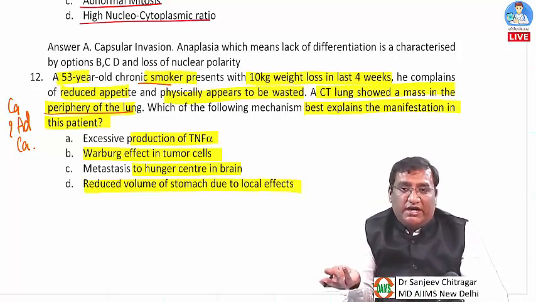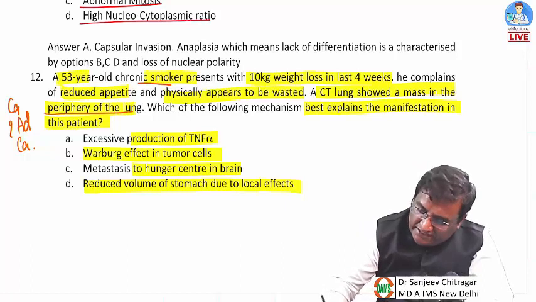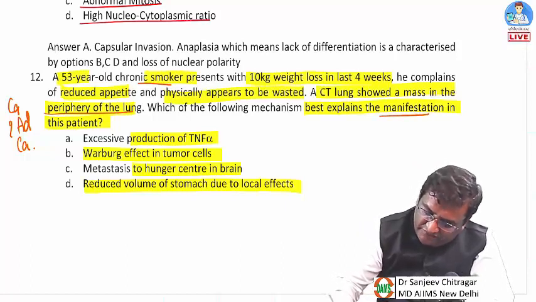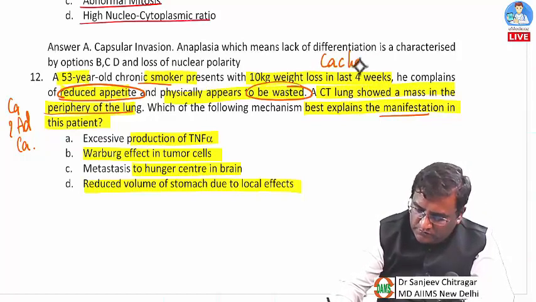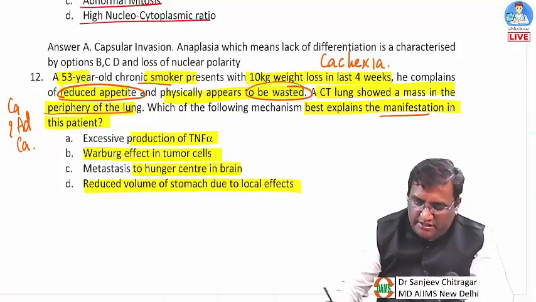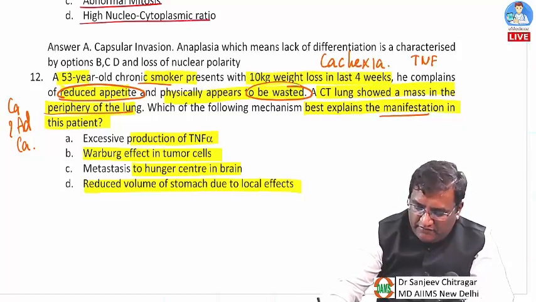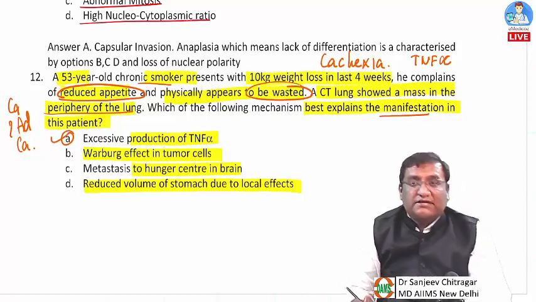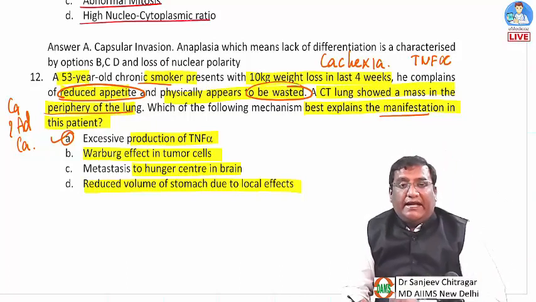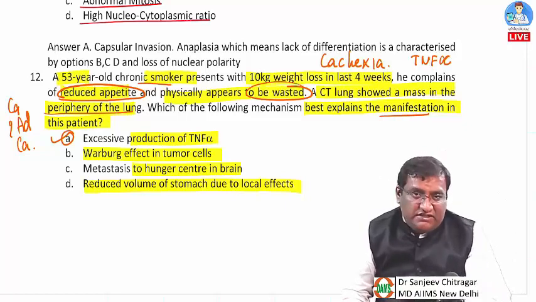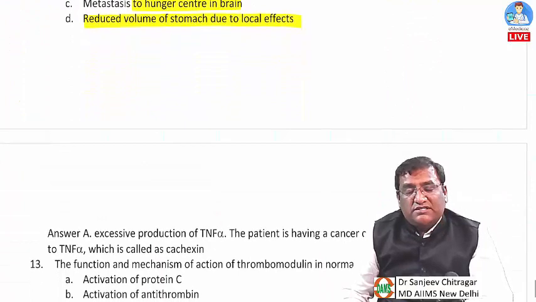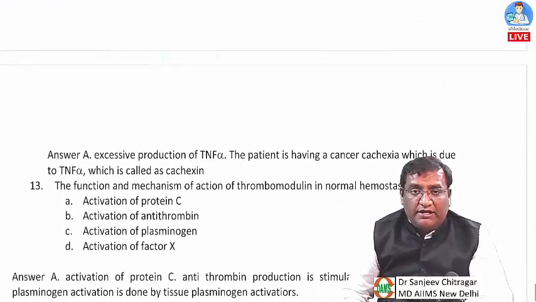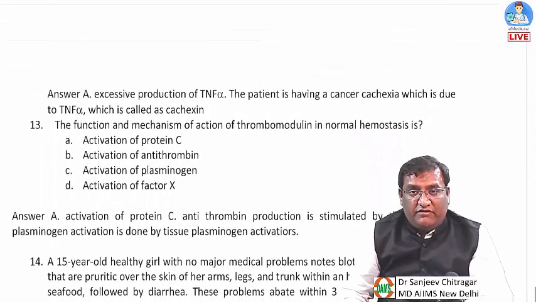Anyway, for me it is not the diagnosis, it is what explains the manifestation. The manifestation this patient is having is reduced appetite and also wasting. This is called cachexia. Cancer cachexia happens due to TNF alpha release. TNF alpha is called cachexin, which is causing the manifestations of cachexia. Due to constant death of the tumor cells, there will be release of chronic inflammatory mediators like TNF alpha, which will lead to this.